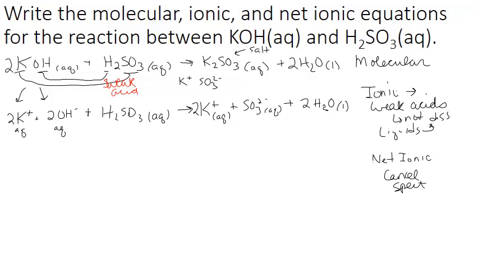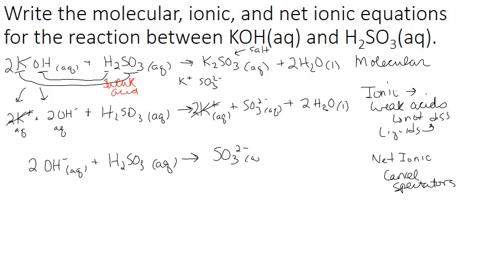And so in this case, if I look at the spectators, potassium is the same on both sides, but nothing else is. So the net ionic would be 2 hydroxides reacting with sulfurous acid to make sulfite ions and 2 waters in their liquid state. So that's the net ionic equation right there.